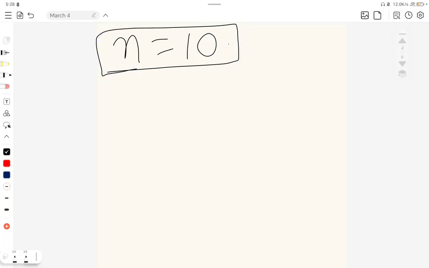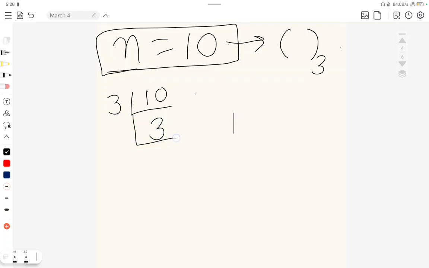Let's suppose n is equal to 10. We represent n in base 3 representation. Finding the base 3 representation is similar to base 2, where we repeatedly divide the number by 2. In the same way, we divide the value 10 by base 3. 10 divided by 3 leaves remainder 1, and 3 divided by 3 leaves remainder 0. We form the number from LSB to MSB.